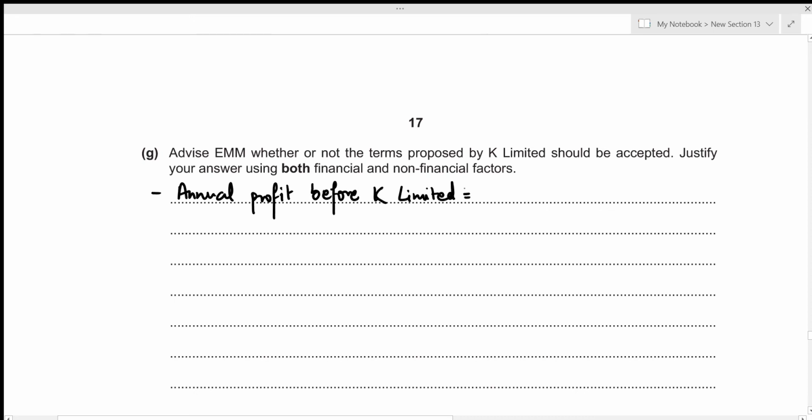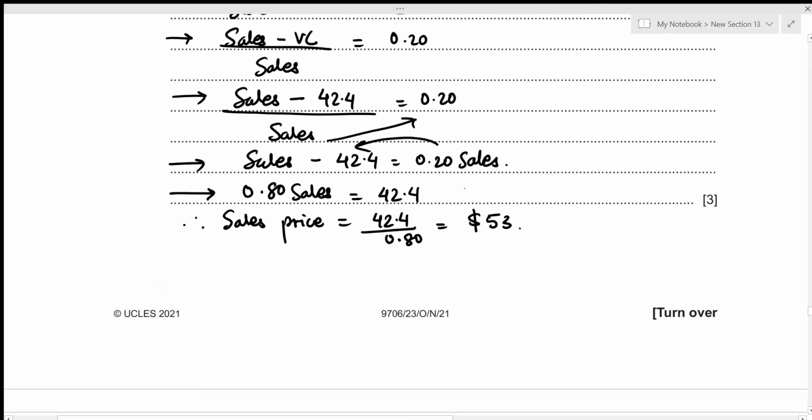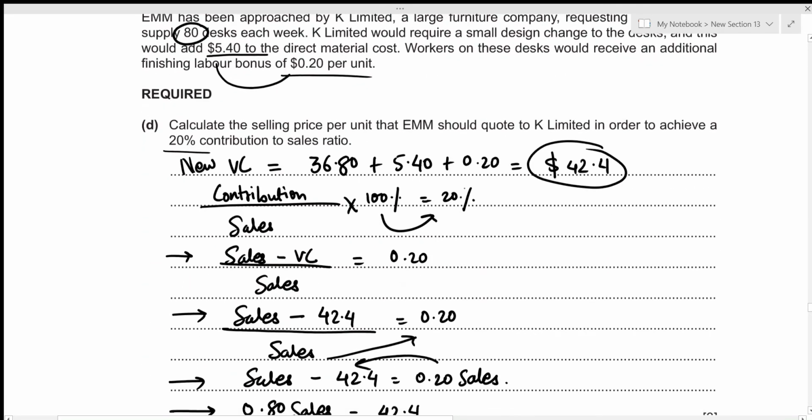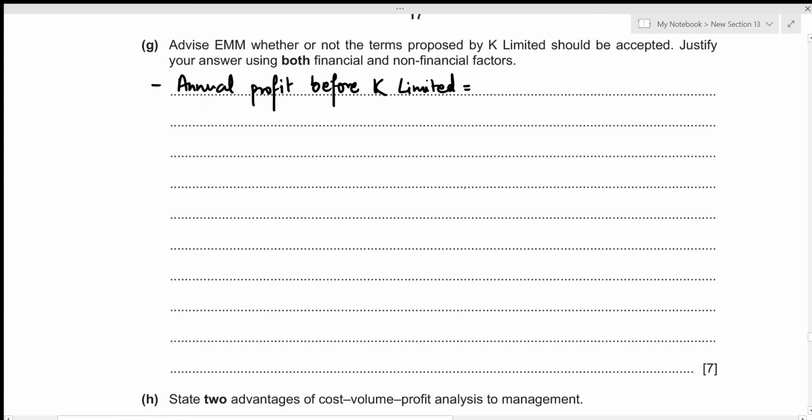So we already figured out the weekly profit before K Limited above in part C, and that was 234. So now in order to figure out the annual profit, we just need to multiply it with the number of weeks, which is 52. So that's 52 times 234. This gives the annual profit before K Limited to be 12,168.